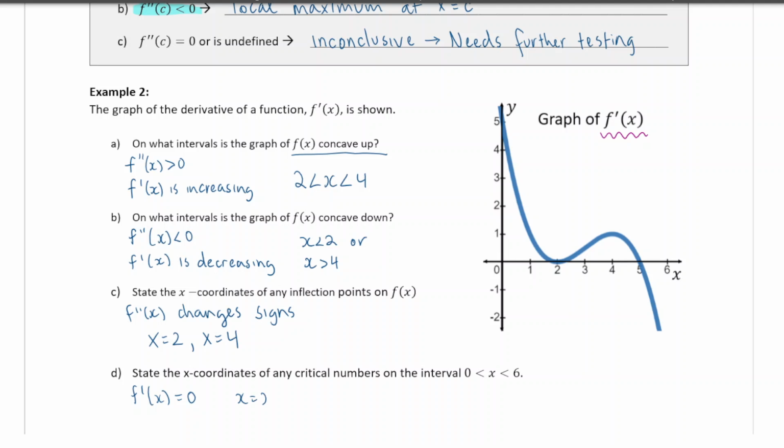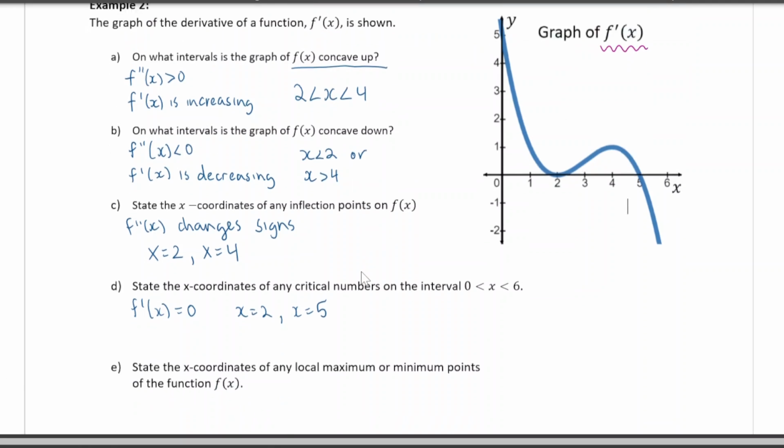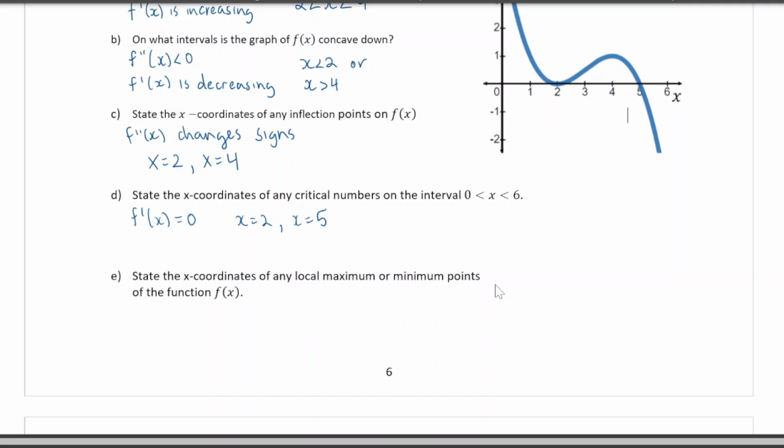One at 2 and one at 5, right? Where it's hitting the x-axis, where it has a value of 0. Okay. All right. Let's move on to E. I think this is the hardest part. I recommend making a little table here to understand this better.